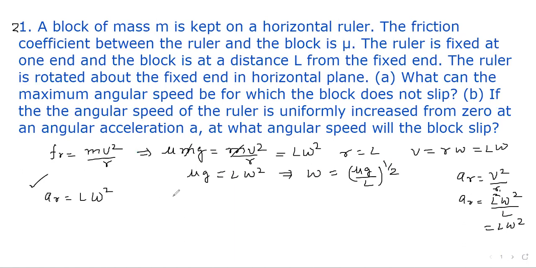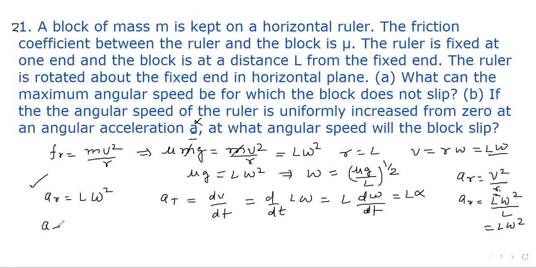Now we have to find out the tangential acceleration. For that purpose, we write AT equals dv upon dt, but v equals L omega. So d upon dt of L omega, so L times d omega by dt. And d omega by dt is given as A, so let's write this A as alpha. So L alpha. So the total acceleration, A total, will be the resultant of AR and AT. So that is the root of L square alpha square plus L square omega power 4, since AR is L omega square. So this is A total.